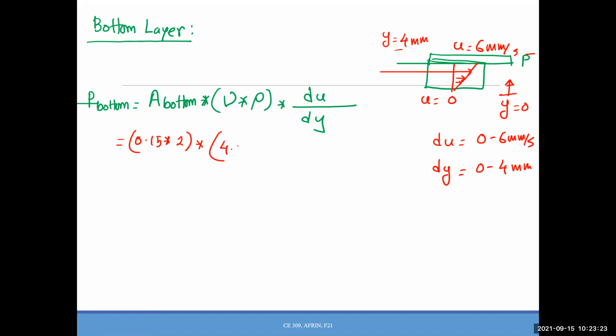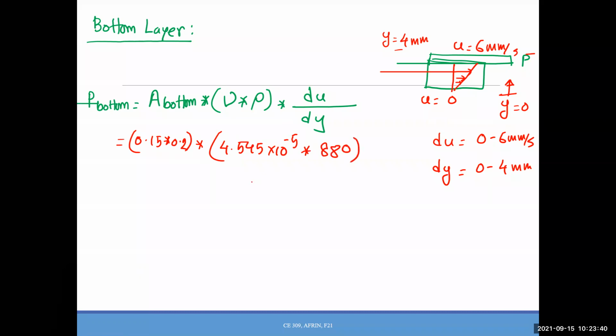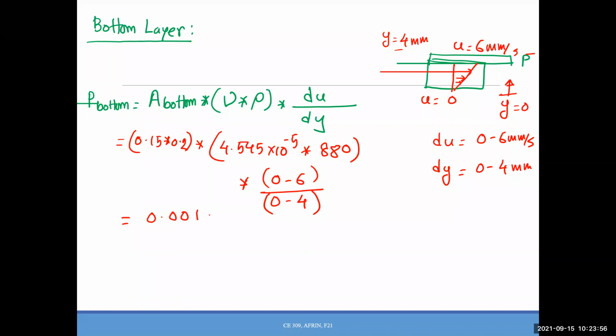4.545, you are correct. Yes, that should be 0.2, 10 to the power 5, 880. Du will be 0 to 6. Dy will be 0 to 4. And if you do the calculation properly, yes, your answer is correct. It should be 0.018. And the unit will be what?